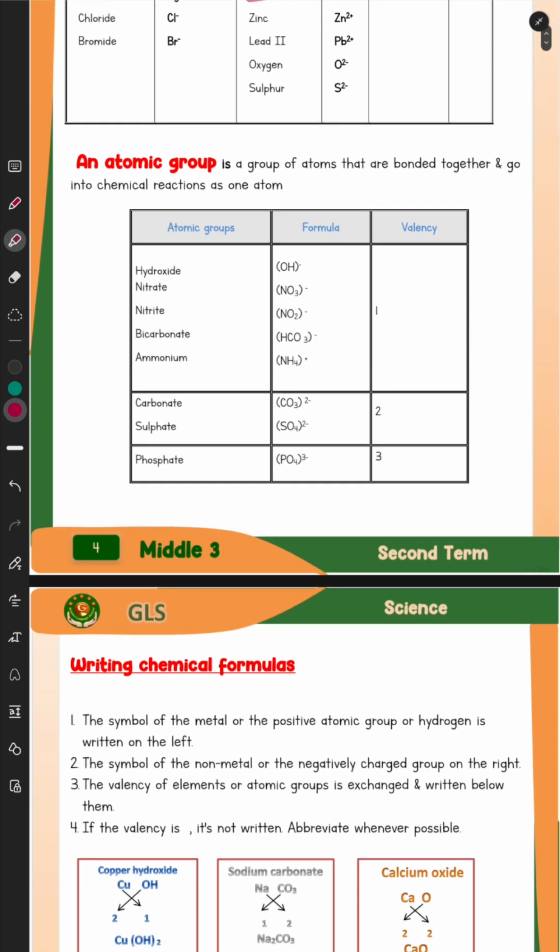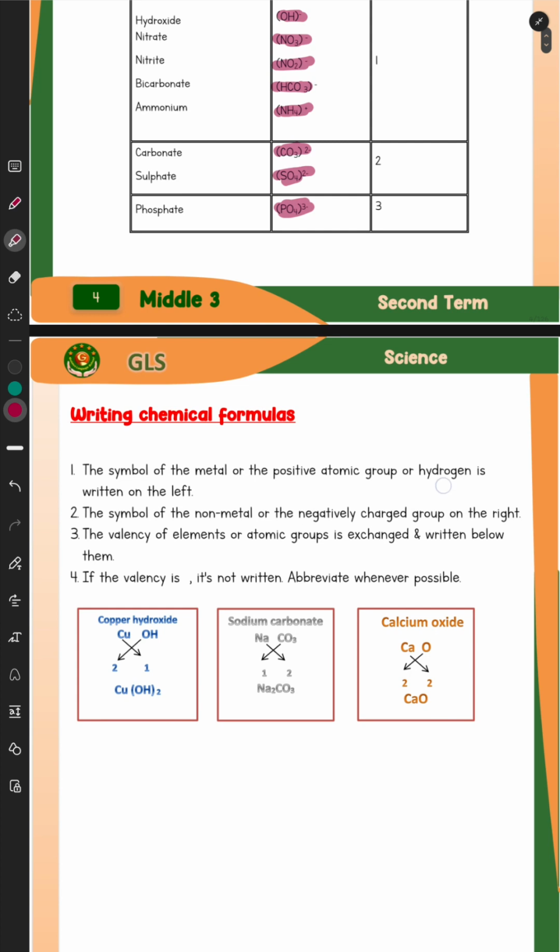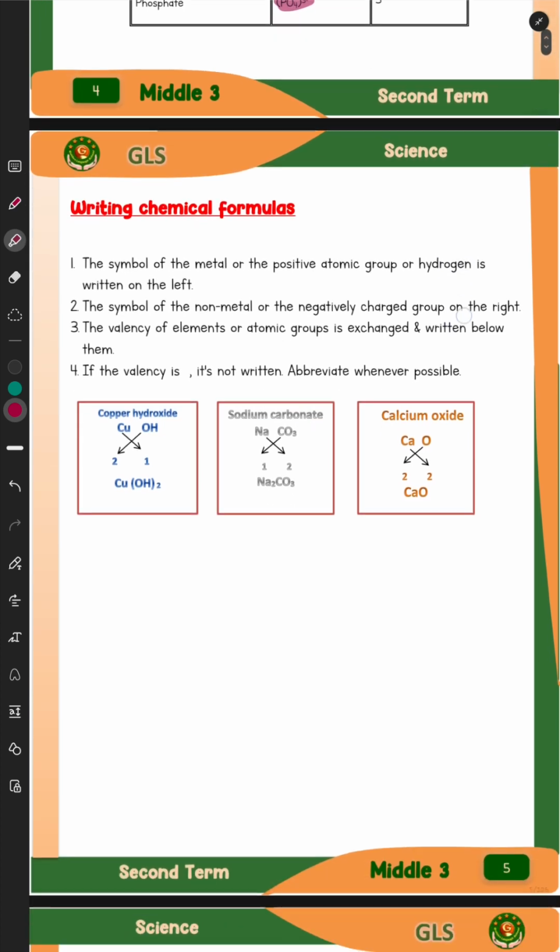We have some atomic groups, they are groups of 2 or more atoms, like hydroxide, OH negative 1, it's monovalent, nitrate monovalent, nitrite monovalent, bicarbonate monovalent, ammonium monovalent. All of these are monovalent, and all of these are negative except ammonium, which is positive. Carbonate CO3 negative 2, sulfate SO4 negative 2, both of them divalent. Phosphate PO4 negative 3, this is trivalent. Okay, all of this is easy, of course.